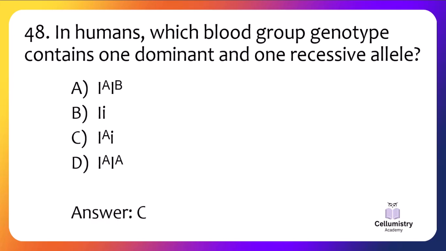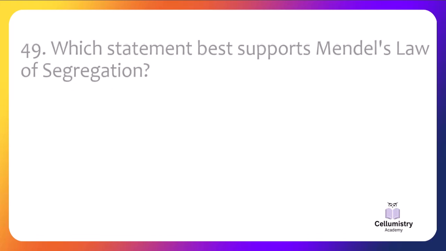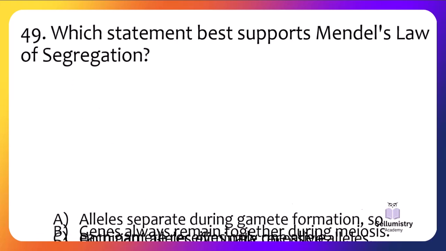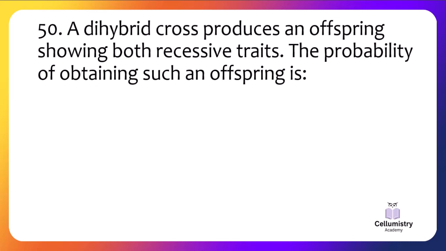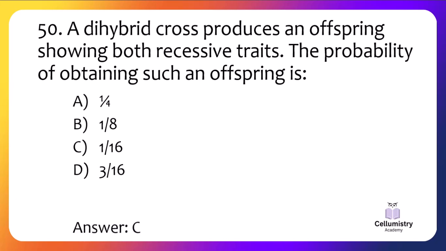Answer is C. Capital I capital A with small i. Which statement best supports Mendel's law of segregation? Answer is A. Alleles separate during gamete formation, so each gamete receives only one allele. A dihybrid cross produces an offspring showing both recessive traits. The probability of obtaining such an offspring is... Answer is C, 1 by 16.